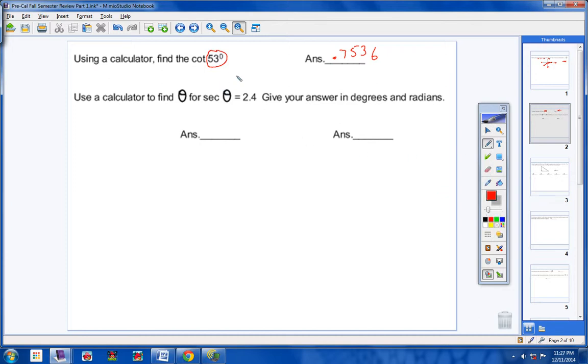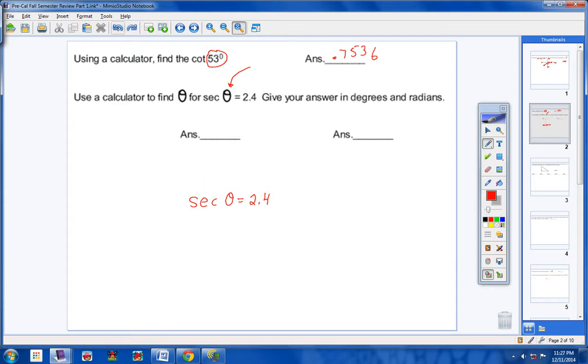You should also be able to use a calculator to find a missing angle, okay? So, we are trying to find the angle that when you take the secant of it, you get 2.4. Now, here's the problem with that. Notice that nowhere on your calculator is there a secant button. So here's what we're going to have to do.